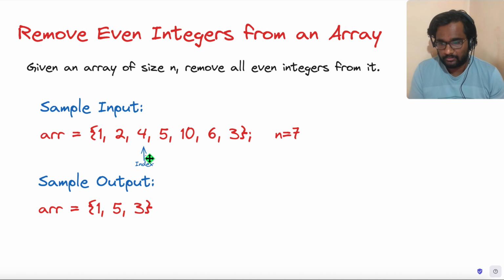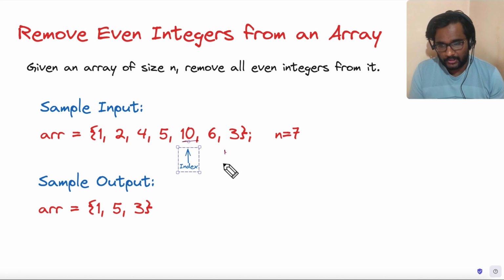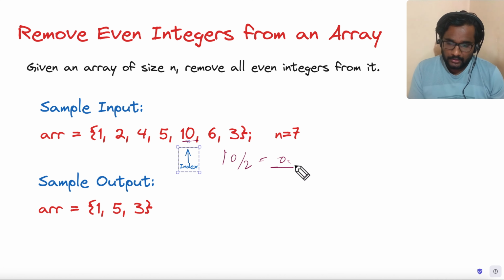In a similar fashion, we'll keep iterating through the array. The next element will be 5. The 5 is again an odd number. 5 divided by 2 leaves a remainder of 1, so that's the reason it's an odd number. We'll add that to the output array. Similarly, we'll move forward to the next element, which is 10. 10 divided by 2 gives remainder 0, so again this is an even number, and we'll not add this to the output array.